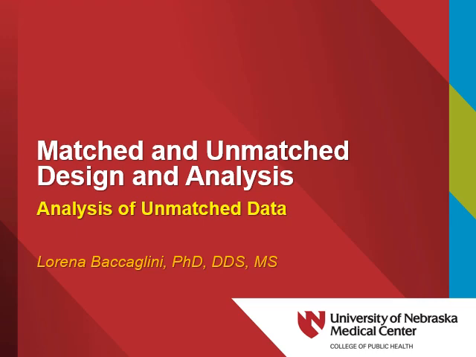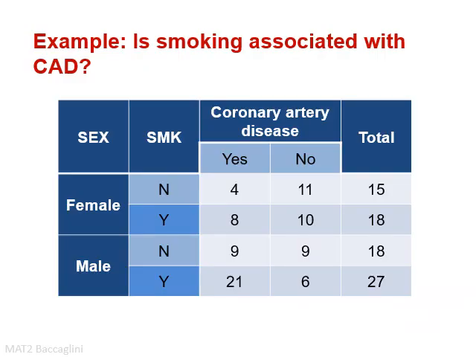Now let's take a look at matched and unmatched analysis. First, let's start with the unmatched data. Here we have an example. We're interested in knowing if smoking is associated with coronary artery disease. And we have two strata of two genders, male and female, and these are the results.